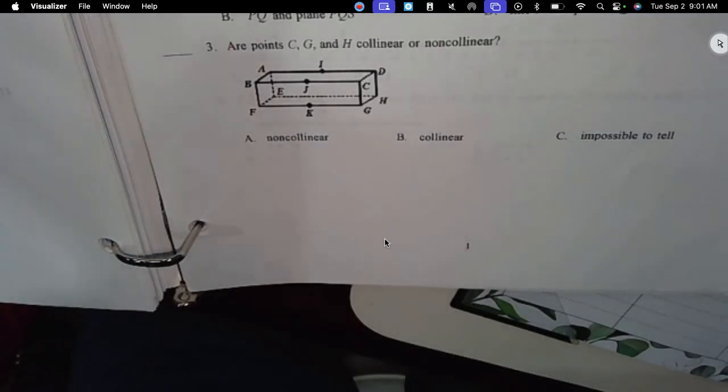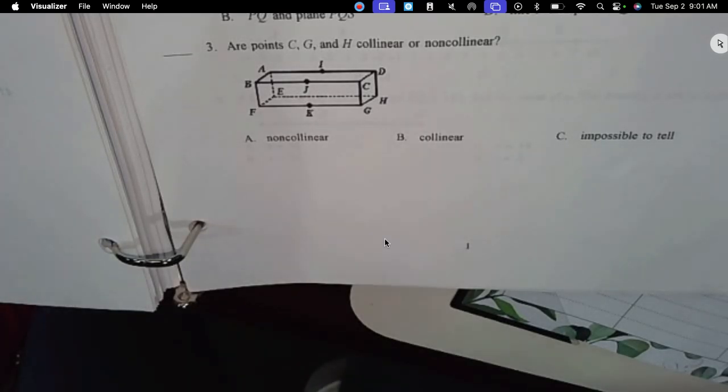Number 3 is on there, and it asks the same thing as number 1. It's just backwards. It says, are C, G, and H collinear? So are they on the same line? No. If you draw C to G to H, did that make a straight line? Absolutely not. That's all it's asking for. So no, they're non-collinear or not collinear.